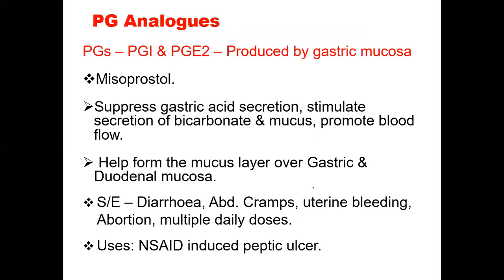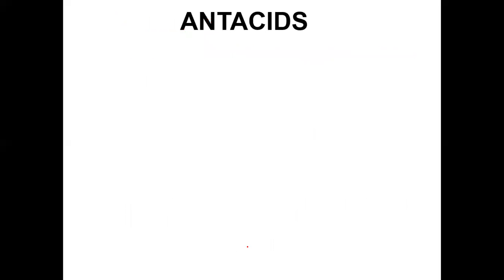Talking about the prostaglandin analogs, the prostaglandins PGI and PGE2 are produced by the gastric mucosa. They help in forming the mucus layer over gastric and duodenal mucosa, and they suppress gastric acid secretion, stimulate formation of bicarbonate and mucus, and promote blood flow. Now, these drugs have a lot of side effects because they are produced locally: diarrhea, abdominal cramps, uterine bleeding, abortion, and multiple daily doses are required. It would be a drug of choice for NSAID-induced peptic ulcer, but it is not used because multiple doses are needed for this particular drug.